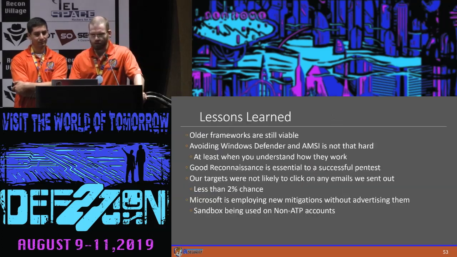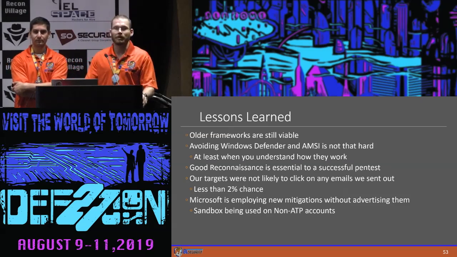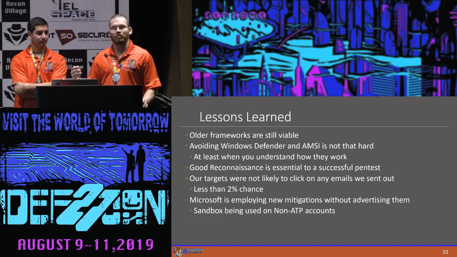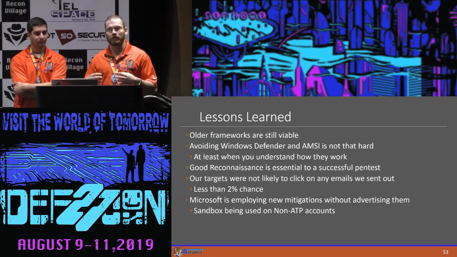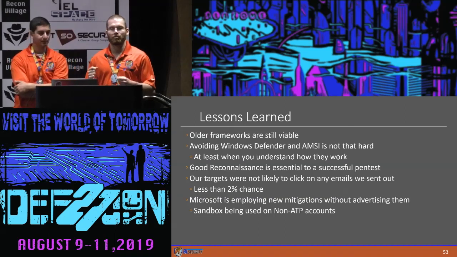So the lessons learned: the older frameworks are still viable. We had a next-gen IDS that's supposed to be doing all this network baselining and using weak indicators of compromise that, when put all together, are able to produce strong indicators and really effective analysis of the network. But we were using an outdated framework, and we were still able to get past it with relatively minor changes in the code base.